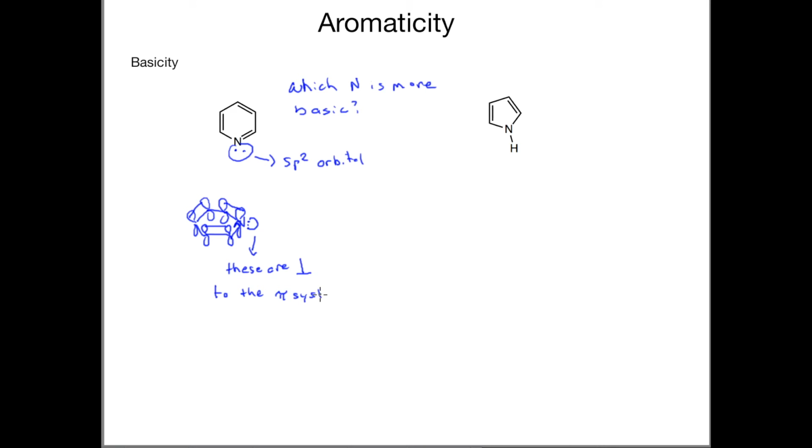Now, since this lone pair is perpendicular to the pi system, right, it is not involved in maintaining the aromaticity. Therefore, these lone pairs are actually available for some bonding. So these lone pairs are actually basic. Now let's look at pyrrole on the other hand. Notice that pyrrole, remember, needed to put its lone pair into a p orbital so that we could have something that is aromatic.